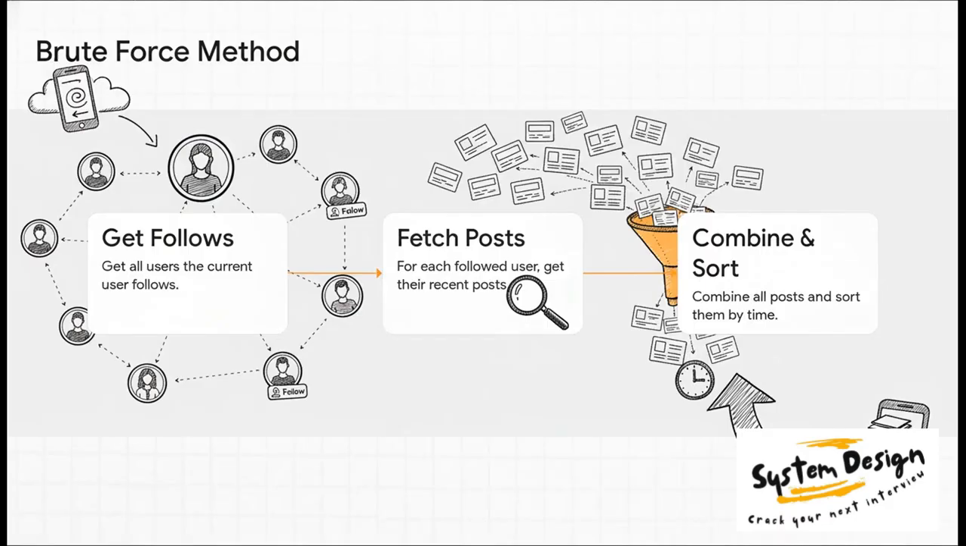So here's how it would work. Every single time you open the app, the server would first have to look up everyone you follow. Then it would go and fetch the recent posts for every single one of those people. And finally, it would dump them all into one big pile, sort them by time, and then send the newest ones back to your phone. Makes perfect sense, right? On the surface.